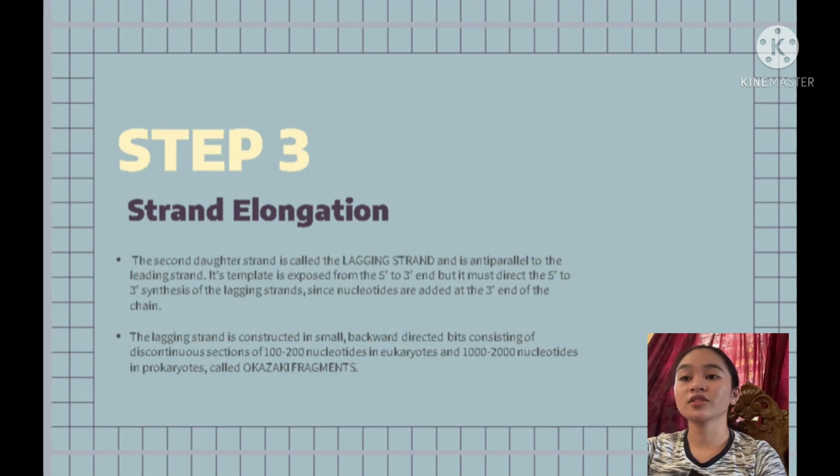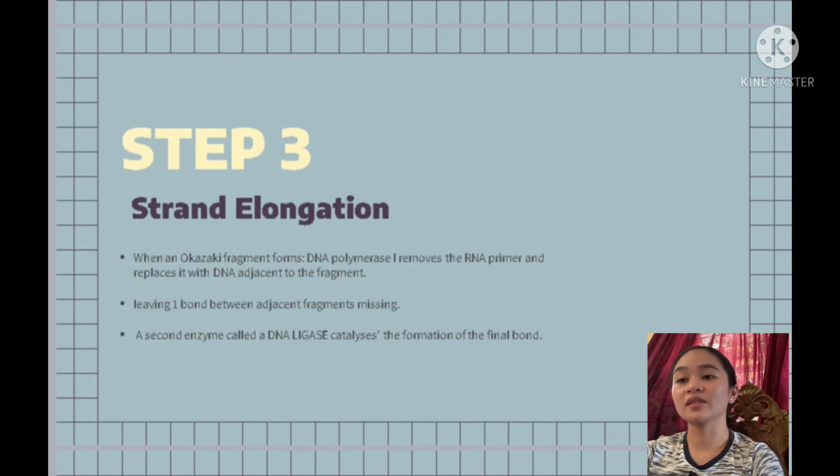The second daughter strand is called the lagging strand, and it is antiparallel to the leading strand. The lagging strand is constructed in small backward-directed bits consisting of discontinuous sections of 100 to 200 nucleotides in eukaryotes and 1000 to 2000 in prokaryotes, called Okazaki fragments.